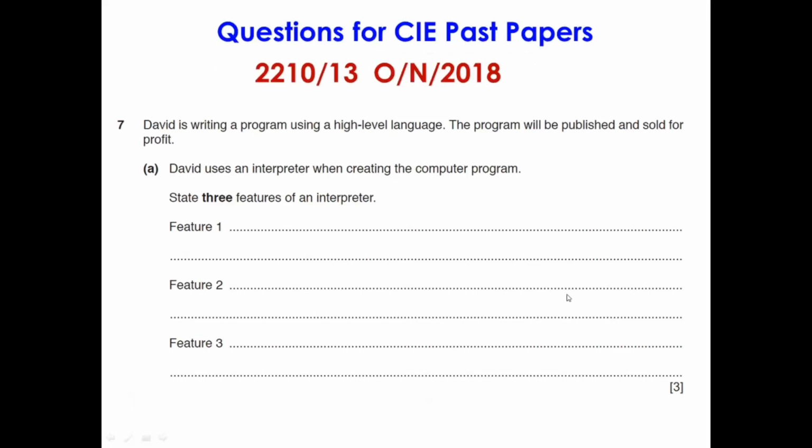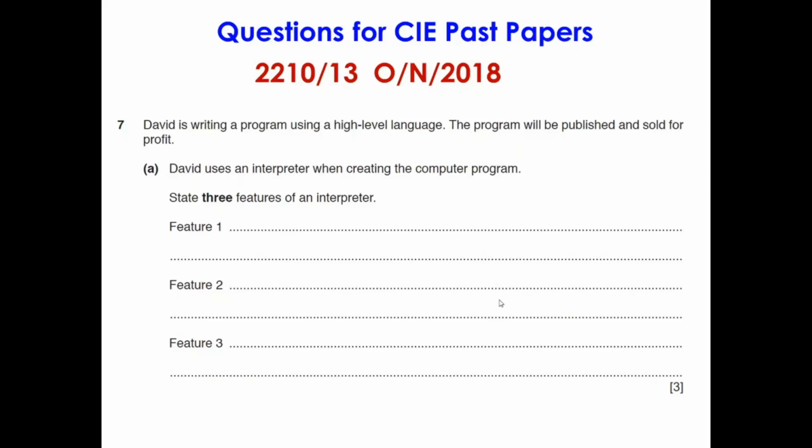This is a question from October/November 2018, paper 1, third variant. Question number 7. David is writing a program using a high-level language. The program will be published and sold for profit, meaning he is writing this program to be sold to someone else. David uses an interpreter when creating the program. State 3 features of an interpreter.